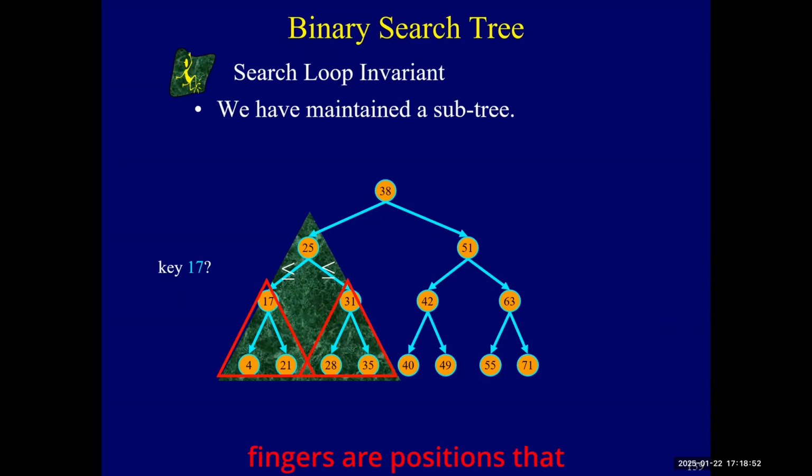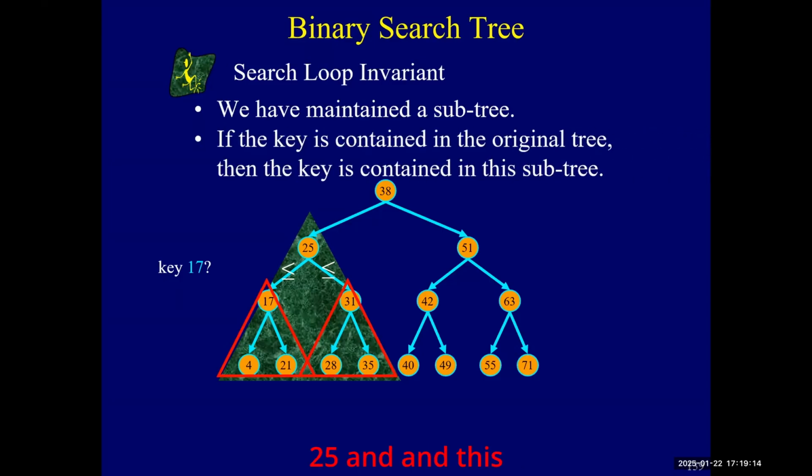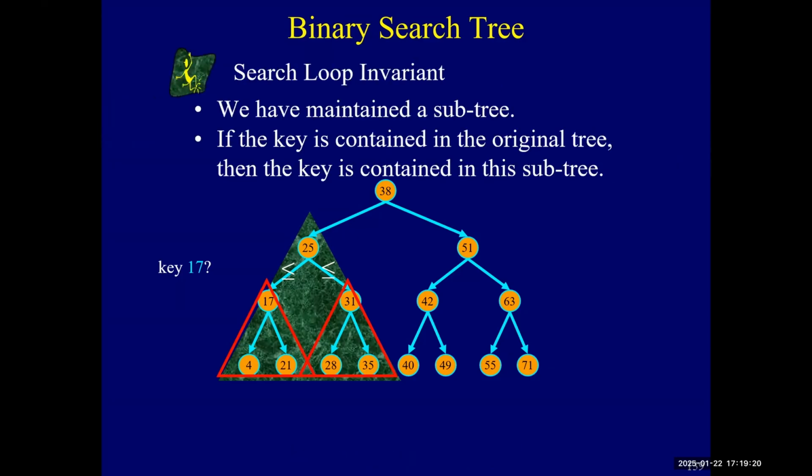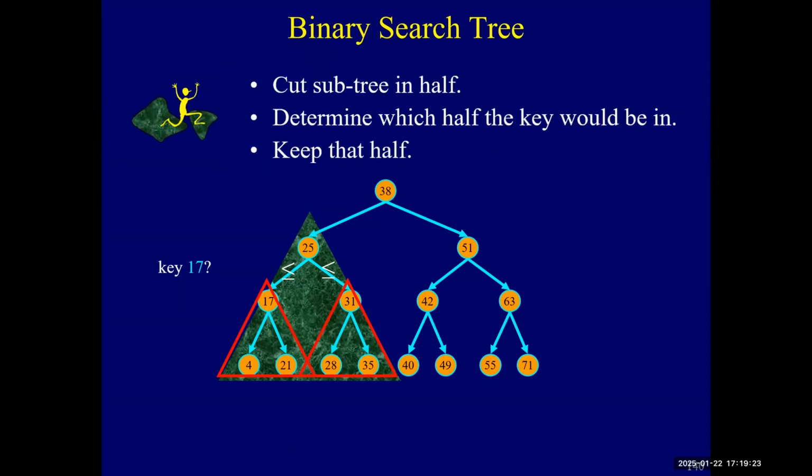Remember, fingers are positions that we talked about how to deal with, right? So there I am. I got my finger on 25. My loop invariant is that if it's anywhere, it's in there. So what do I do? I'm sitting at the 25. I compare it to the 25, right? And this time we're going to have to say if it's equal, right? Here with 3 cases, right? Do we have cases?